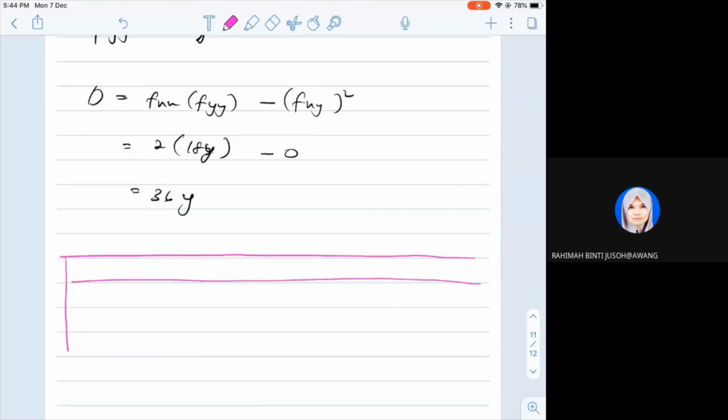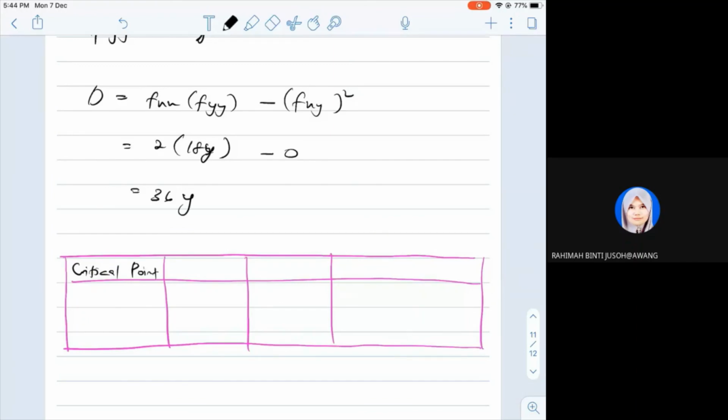because we have more than one critical point, right? So we have the values of x, and this is the conclusion. The first column is the critical point, and this is your D, the values of D. Here are the values of fxx, and then here should be the conclusion.